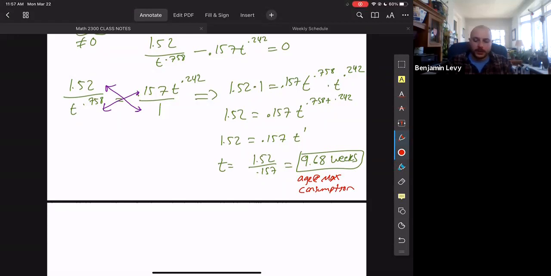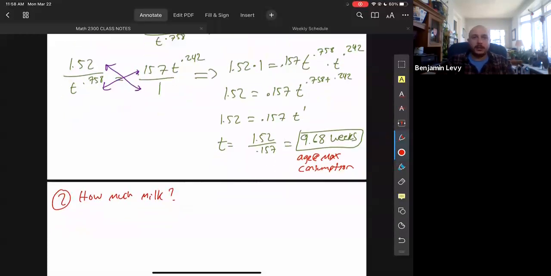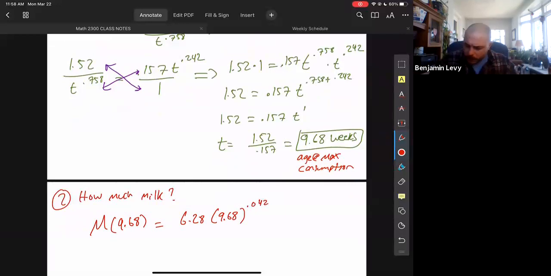Question 2 was how much milk is consumed? And so if we want to know how much milk is consumed, just take that max day and plug it into the milk function, right? So just do m of 9.68. And I also did that ahead of time. Let me just remind myself what the function is. So this is 6.28 times 9.68 to that weird decimal. It's supposed to be a 2.